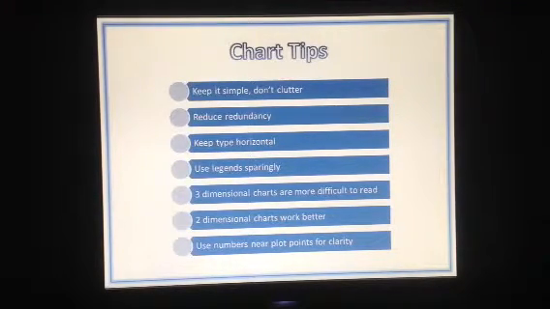Use legends sparingly. Legends just clutter up, and especially for audio visuals, because they can't bring their eyes over to the place where the legend color is on the bar or something like that. Also, 3-dimensional charts are more difficult to read because you can't tell where the data point is. So therefore, 2-dimensional charts work much better. And another thing that helps your charts is to use numbers near the plot points for clarity.